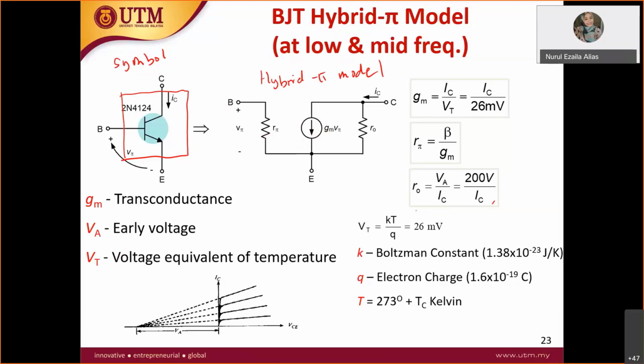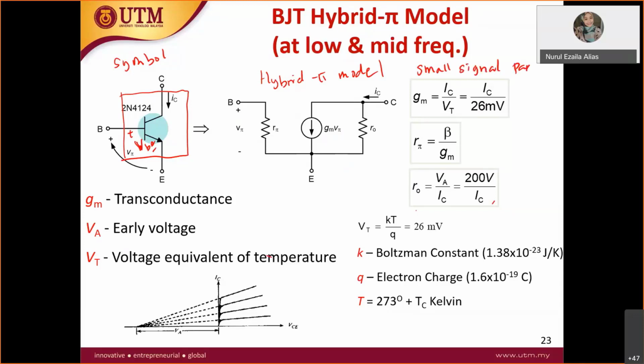In DC analysis, you have VBE. But in AC analysis, you have v pi from base to emitter, as well as r pi. And at the output, at the collector, you have the gm v pi current source and r naught. So why is the DC analysis important? Because you will need to find the small signal parameters.